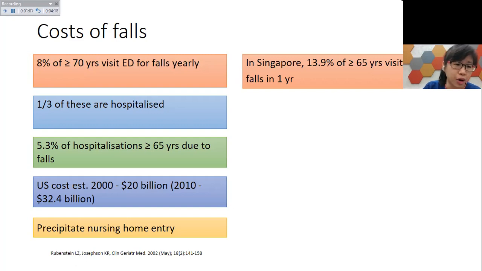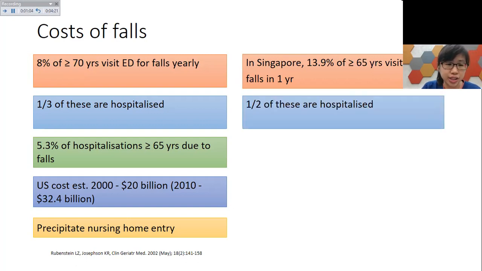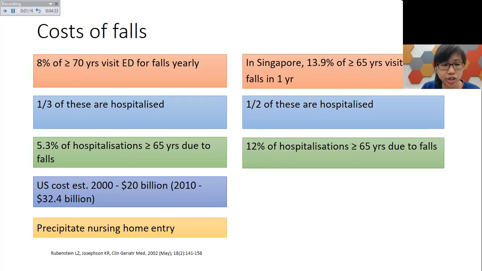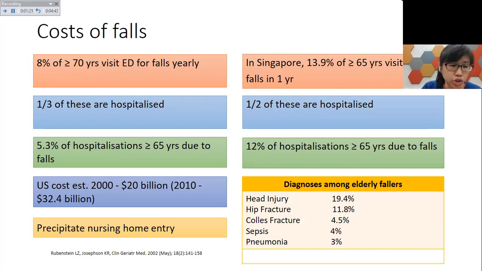What about in Singapore? So in Singapore, 13.9% of the elderly 65 years and above who visit the ED are actually there for falls. Half of these were actually hospitalized, and out of those hospitalized, 12% of them are actually due to falls. So the diagnoses among elderly fallers: almost 20% sustained head injury, 11.8% sustained hip fractures, and infection and pneumonia are also common diagnoses among these elderly patients.